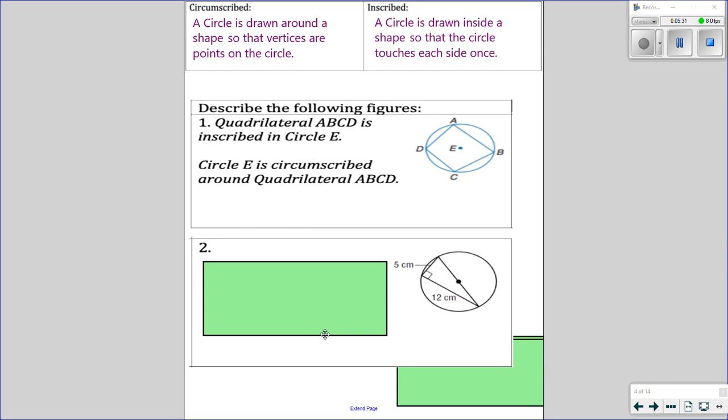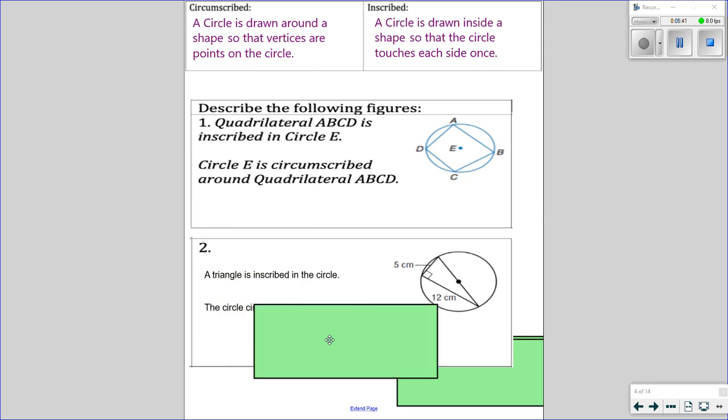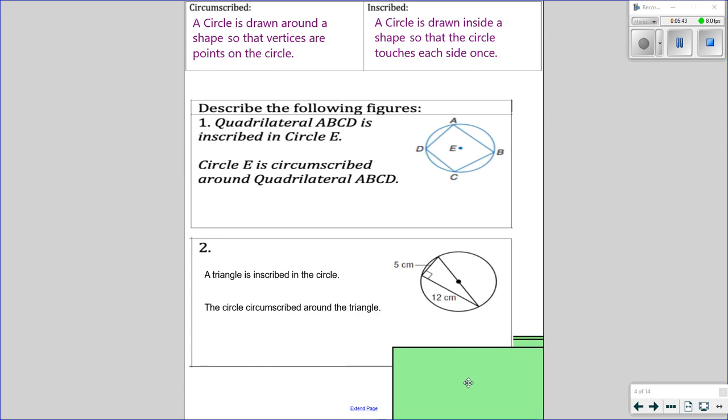Let's do number 2. We have a right triangle. We know it's a right triangle because of the 90-degree marker. And then we have the circle surrounding it. So we can say that the triangle is inscribed in the circle, and we can also say that the circle is circumscribed around the triangle. Again, this is us just using the vocabulary circumscribe and inscribe to know what is going on with the figures. Okay, let's move on to the next.